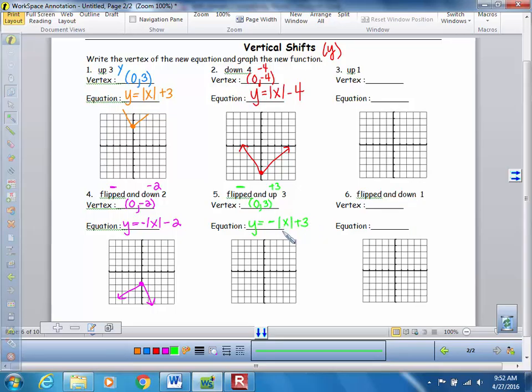So to graph that, I'm going to graph my vertex, which is 0, 3. So I'm going up 1, 2, 3. And then since it's flipped, it's facing down, and so I'm going to draw my V down.